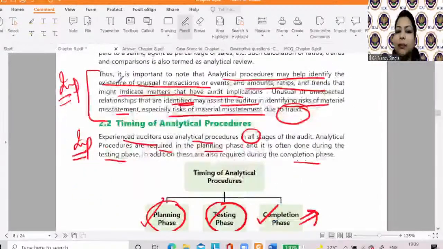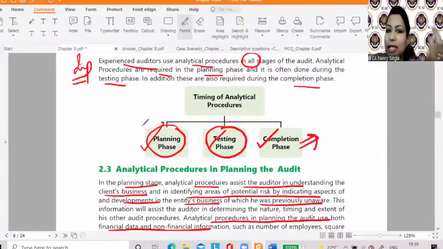And this paragraph says that analytical procedure helps to identify unusual transactions, events, amounts, ratios, trends that may indicate that they have audit implications. And if anything like that is identified, it will help the auditor in identifying risk of material misstatement, especially the risk of material misstatement due to what? Fraud. Timing: an experienced auditor uses it at only planning stage. No, this is false. At planning phase, testing phase and completion phase.